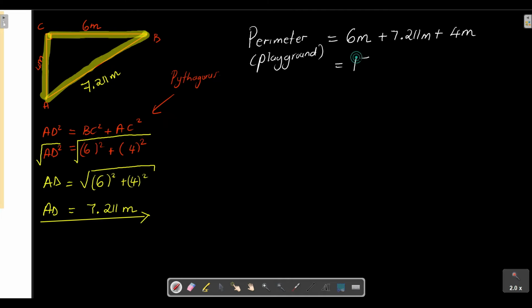to 17.211 meters. And that is then the perimeter of our playground. That is the outline of our playground, or the total length around the boundary of our shape. Okay, now let's have a look at the next question.